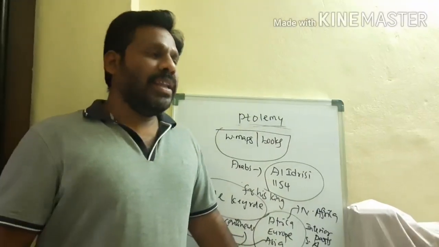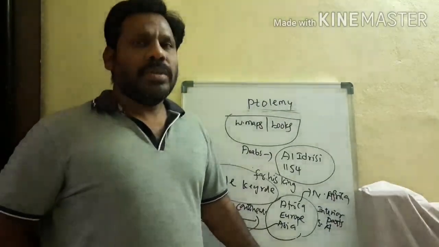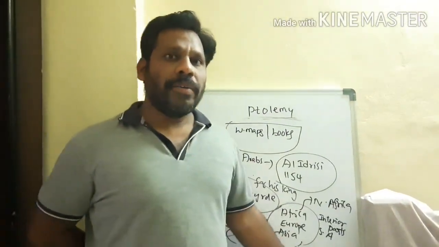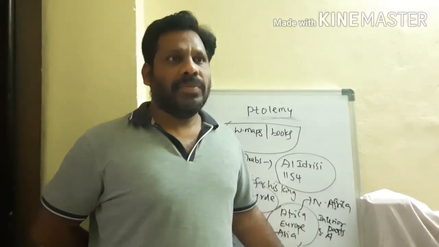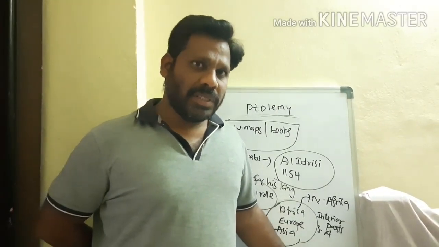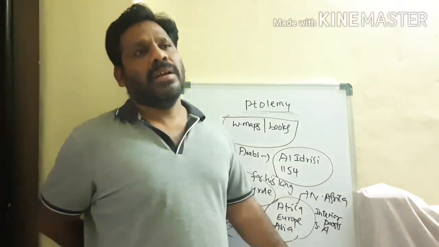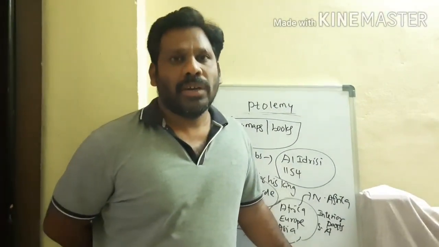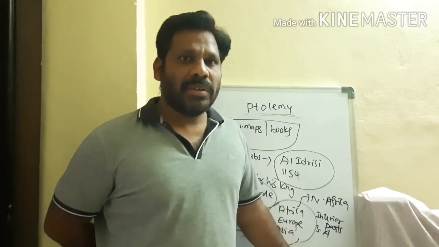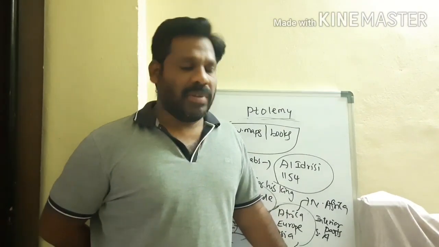In the earlier part, Aryabhatta also prepared the map with the help of longitudes and latitudes. In which century? In the 5th century. Later on, the Sumerians prepared the first map, 4,000 years ago. How many years back? 4,000 years ago they prepared the map for us.